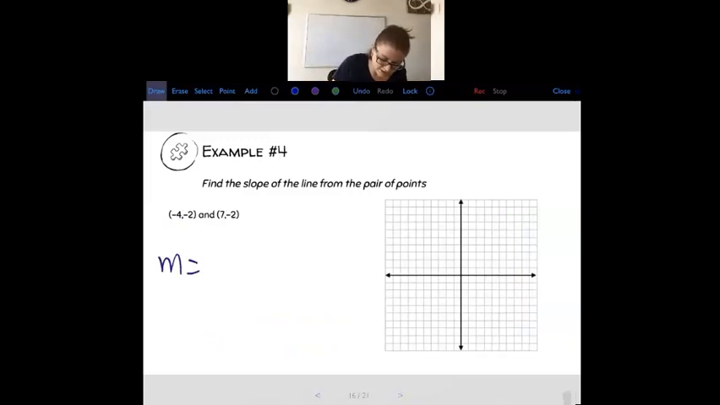Again, we're going to subtract -2 minus -2. This negative here comes from the formula, y1 minus y2 or y2 minus y1, however you think of it. So the minus in between those two values is built into the formula, and then -2 because the points are negative. And then we have 7 minus -4. So in this case, we'd have 0 over 11.